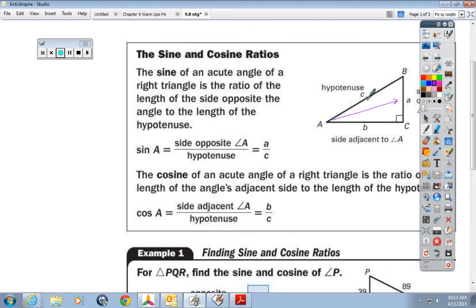Okay, now do you guys remember what the tangent was? The opposite over adjacent. So the sine is the opposite over the hypotenuse. Okay, now the cosine says what? It's the side adjacent over the hypotenuse. Okay, so it's just different ratios of the side lengths. Okay, so we have three options.